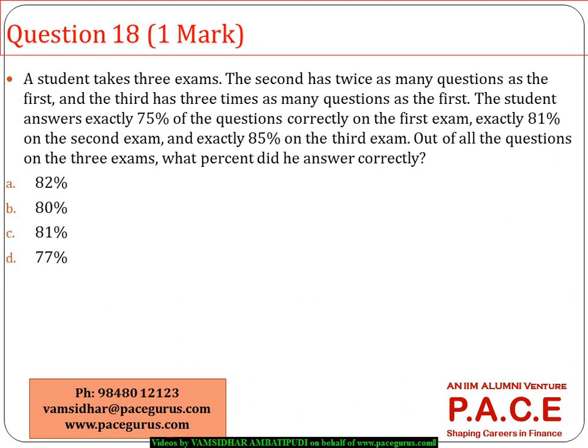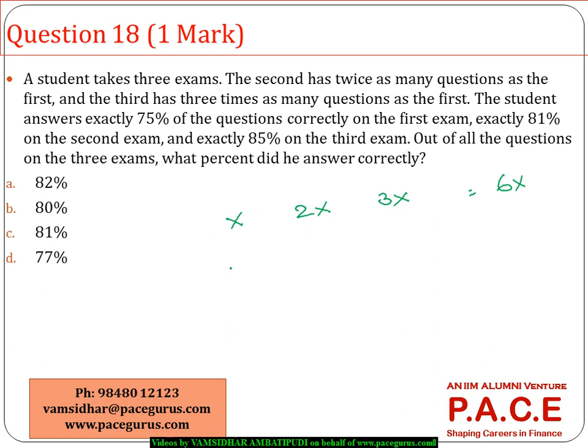Look at this. A student takes 3 exams. The second has twice as many questions as the first. The third has 3 times as many questions as the first. So if I assume x number of questions in the first exam, then obviously 2x questions will be there in the second exam, 3x questions in the third exam. So totally this person would have answered 6x questions. 3x, 2x and x. Fair enough.